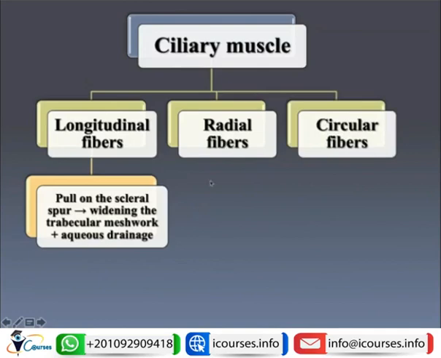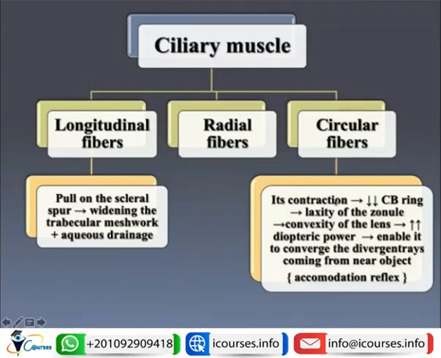While the radial fibers connect both the longitudinal fibers and circular fibers together, so they prevent tearing apart of the muscle as it contracts. And when the circular fibers contract, it leads to a decrease in the ciliary body ring. So it is like a sphincter. If a sphincter is contracted, this decreases the size of the ring, leading to laxity of the zonule, and so the lens, which has an elastic capsule, no longer has traction from the zonule, leading to increased convexity and increased dioptric power, which is called accommodation.